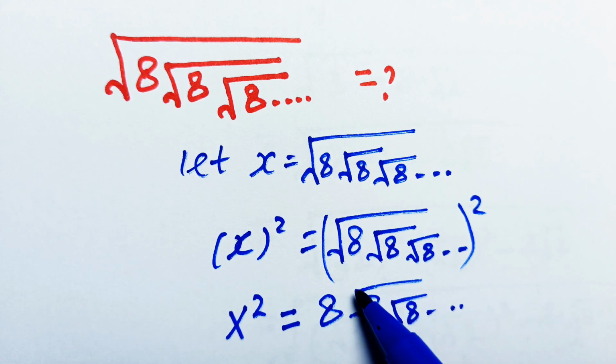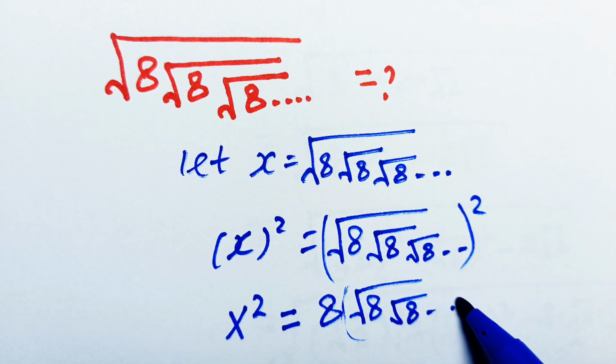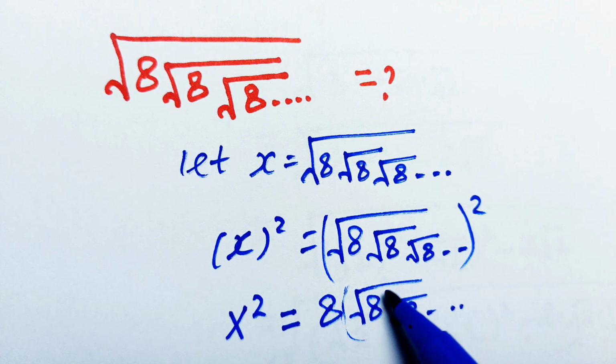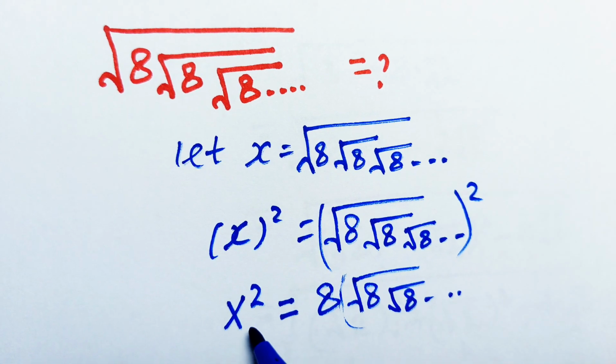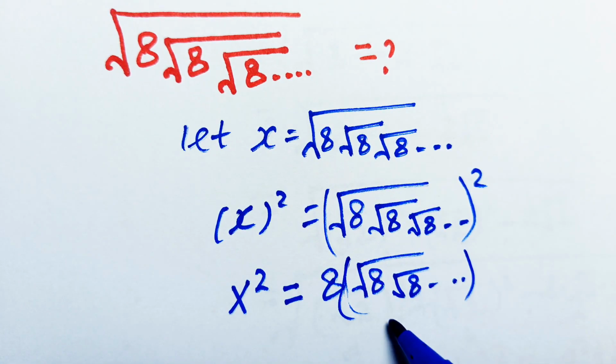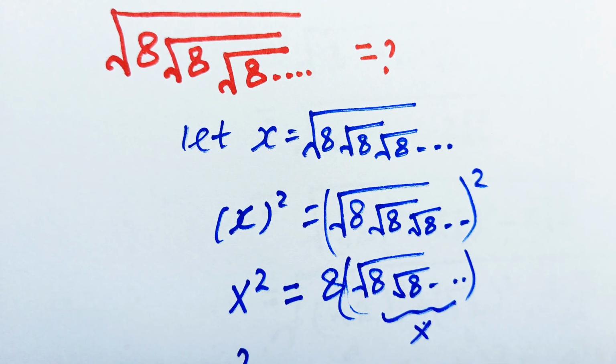So this square root of 8, the square root of 8, and the square root of 8 is represented by x. So this expression is x. So x squared is equal to 8 times x, or 8x.